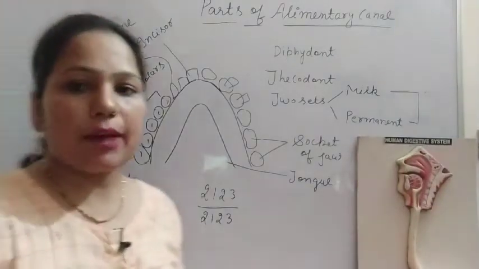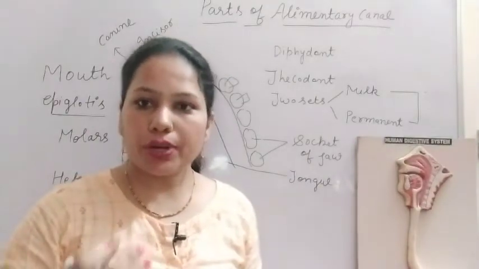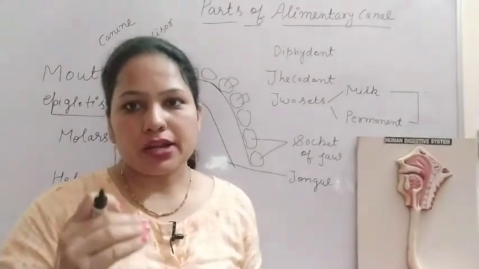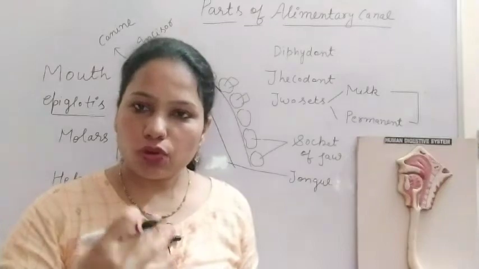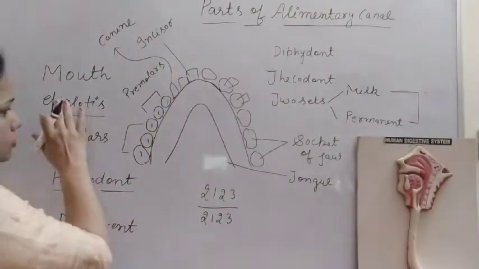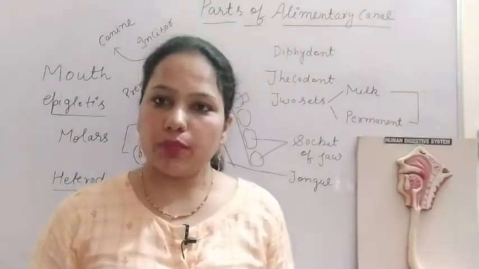That muscular flap is known as the epiglottis. So we can say the opening of the windpipe is known as the glottis, and it is covered by a muscular flap, known as the epiglottis, during the taking of food, so that the food doesn't enter into the windpipe.